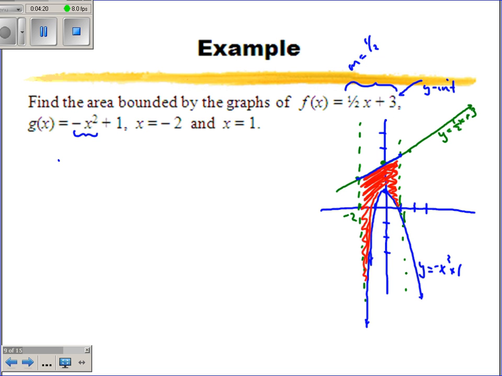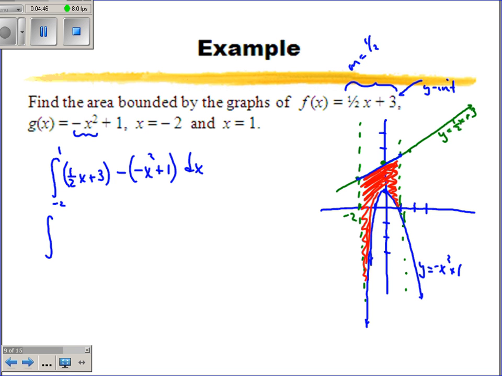we're going to have the area be the integral. The x values that the area is trapped between are negative 2 to 1, and the upper function is the 1/2 x plus 3. We're going to take that one and subtract the parabola, since it's the lower function, it has the smaller y values. This integral will give us what that area is. So now simplifying, I'm going to go ahead and remove my parentheses on the second part.